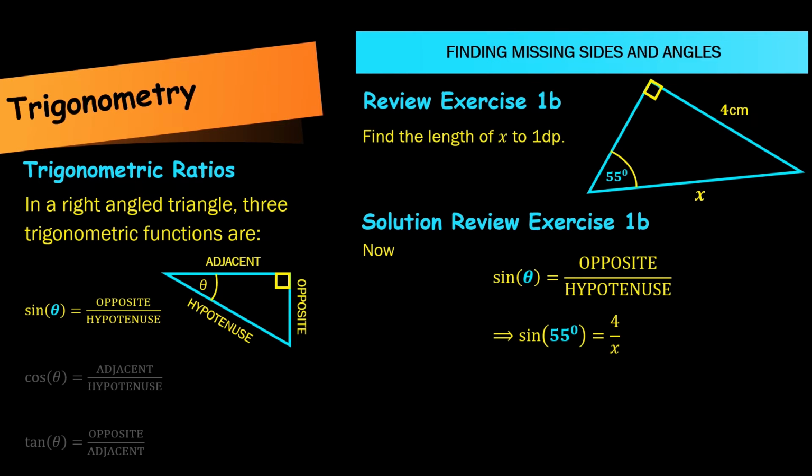Substituting in the values gives us that sin 55 degrees equals 4, which is the opposite, over x, which is the hypotenuse. And then rearranging gives us that x is equal to 4 over sin 55 degrees, as shown. And therefore x equals 4.9.